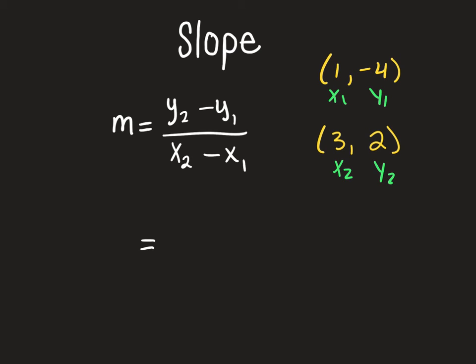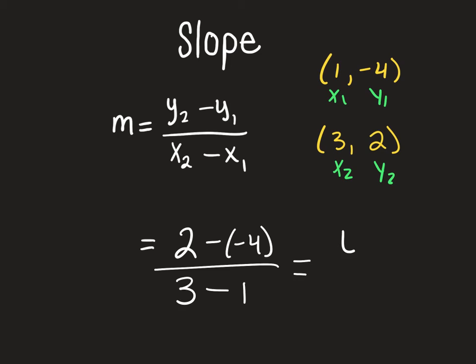We're going to do y2, which is 2, minus y1, which is -4, over x2, which is 3, minus x1, which is 1. So 2 minus -4 is 6, and 3 minus 1 is 2. And 6 divided by 2 is 3. All I'm asking you to do on your homework is plug these numbers into the correct formula, so hopefully this is fairly straightforward.